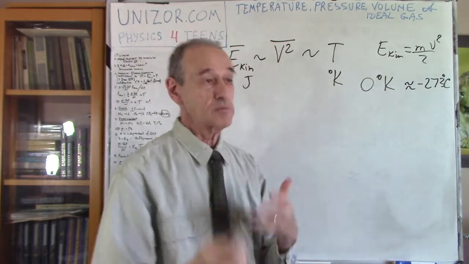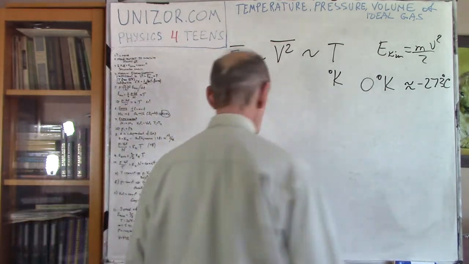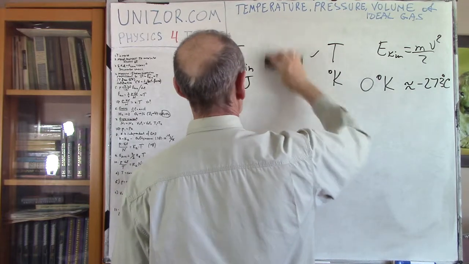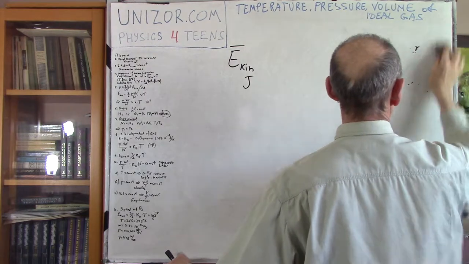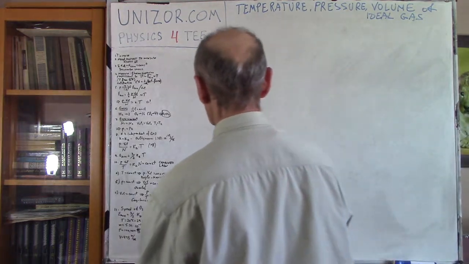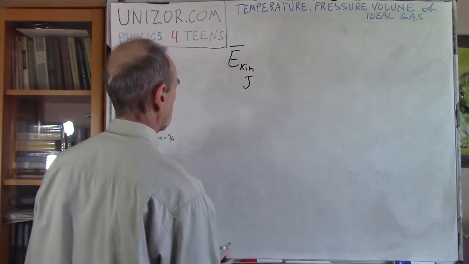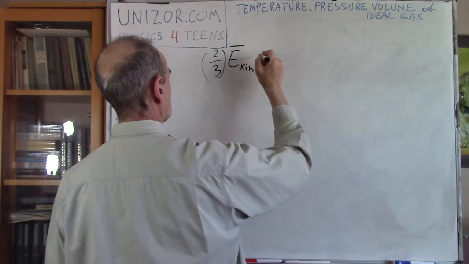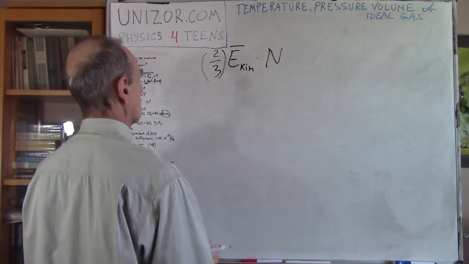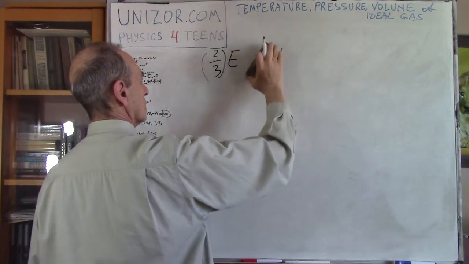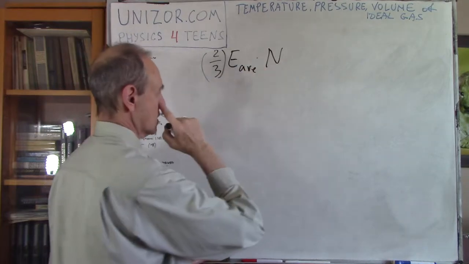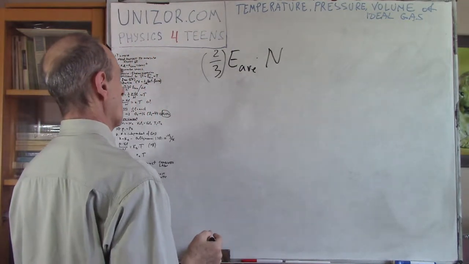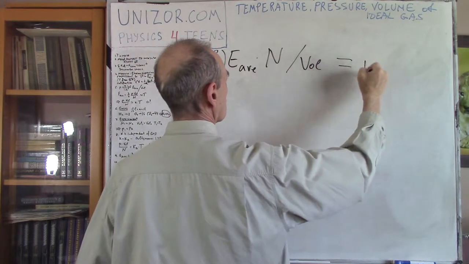Proportionality obviously means that there is some kind of coefficient between them. But let's not talk about this right now. We will come to this a little bit later. Next, again, I will refer you to the previous lecture, where we were connecting two-thirds of the average kinetic energy. Let me put average here. So E average means the average kinetic energy of molecules, where N is the number of molecules. And if we divide it by volume, then we will have the pressure.